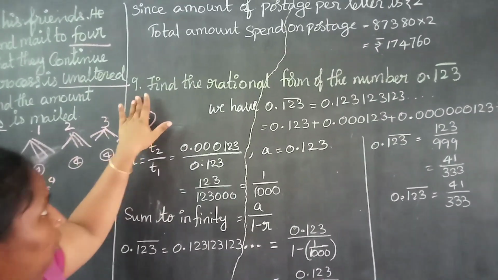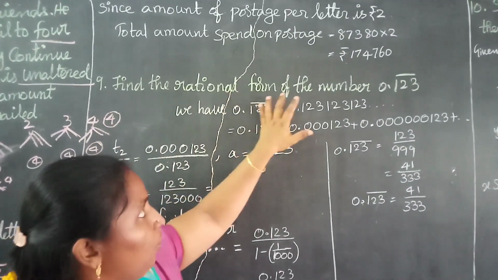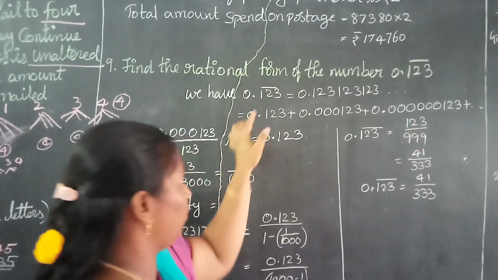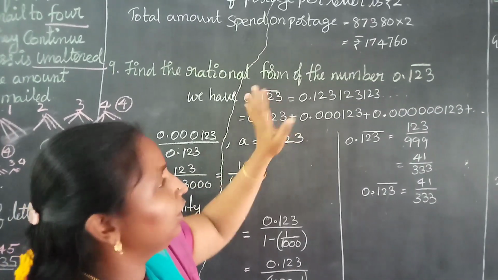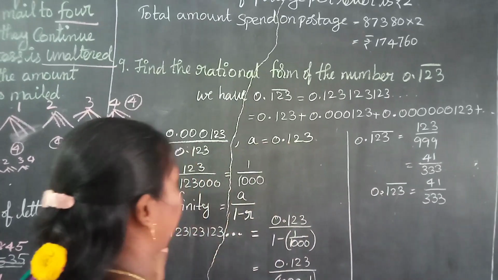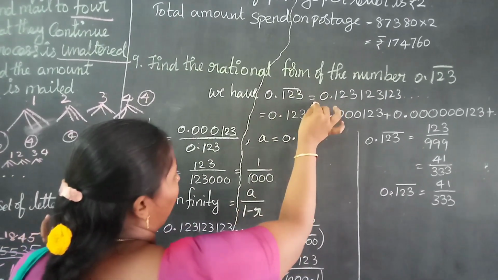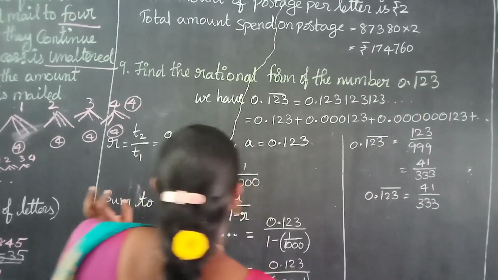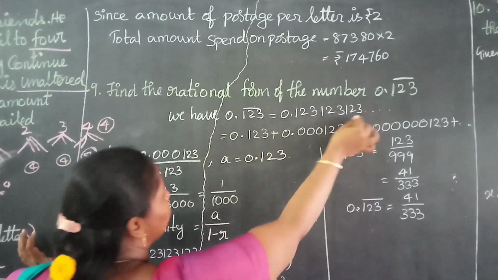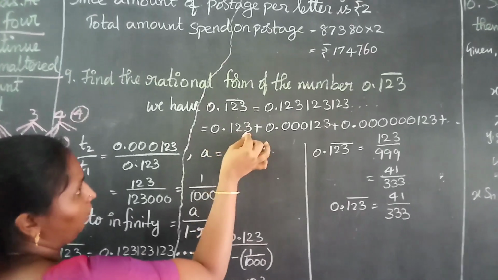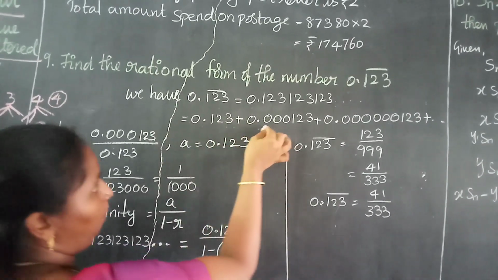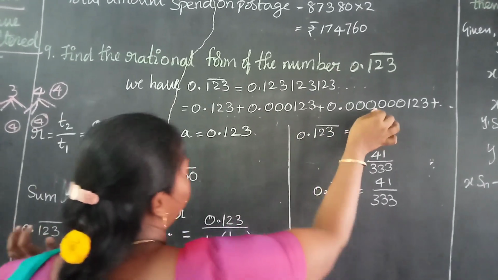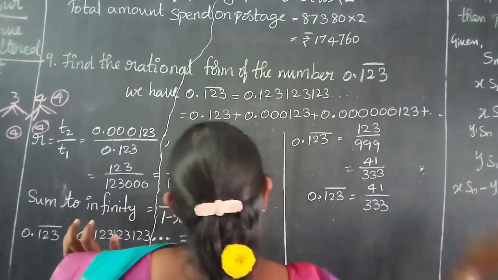Next, move on to the 9th one. Find the rational form of the number 0.123 bar. If you place this bar, the 3 numbers are repeated again and again. So 0.123 bar equals 0.123, 123, 123 and so on. It goes on. So you can write this number as 0.123 plus 0.000123 plus 0.000000123, that is 6 zeros and then 1, 2, 3, plus and so on.